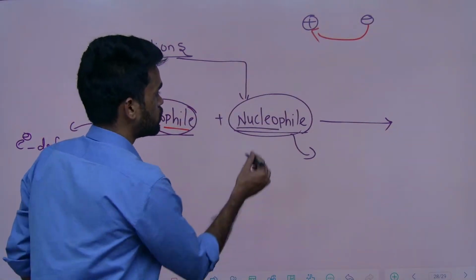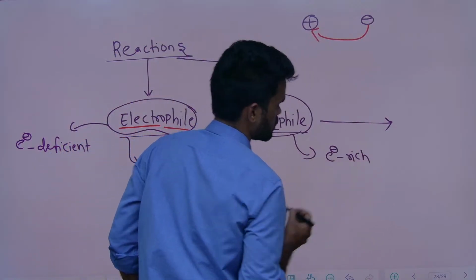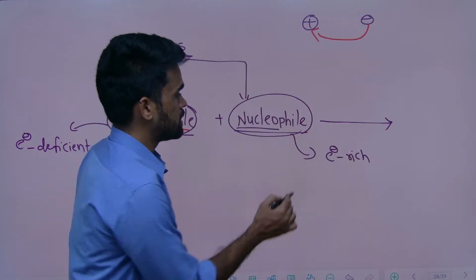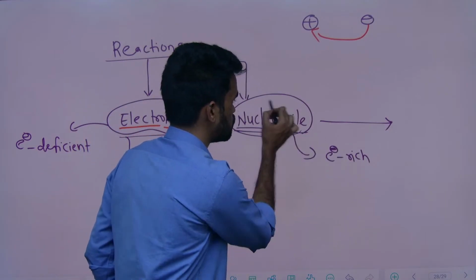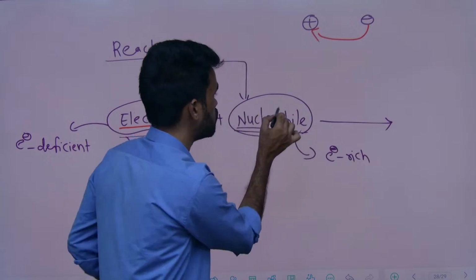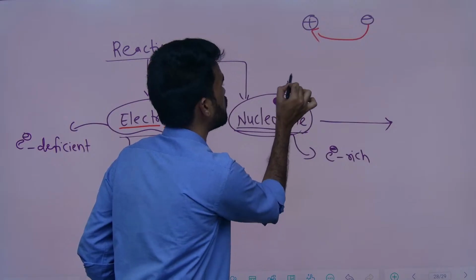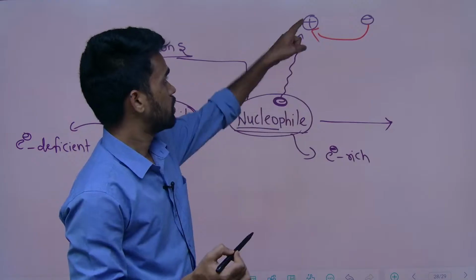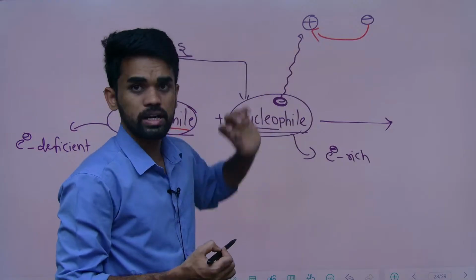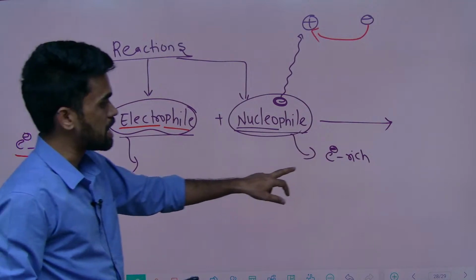So these are electron rich species. What are they? Electron rich. Electron has a negative charge, right? So nucleophiles, these molecules or atoms or ions, have more electron density, more negative charge on them. That's why they have attraction towards the positively charged nucleus, that is, love towards the nucleus. So this is electron deficient and this is electron rich.